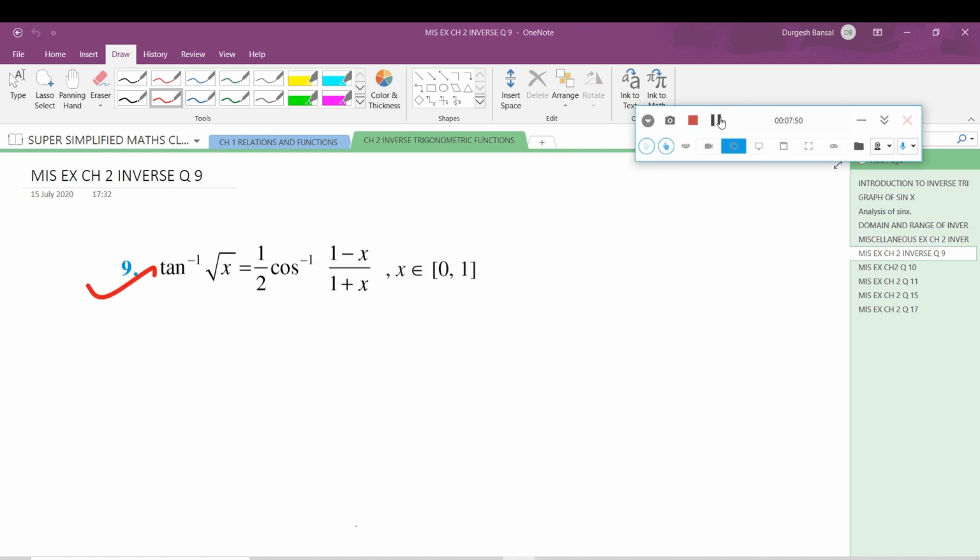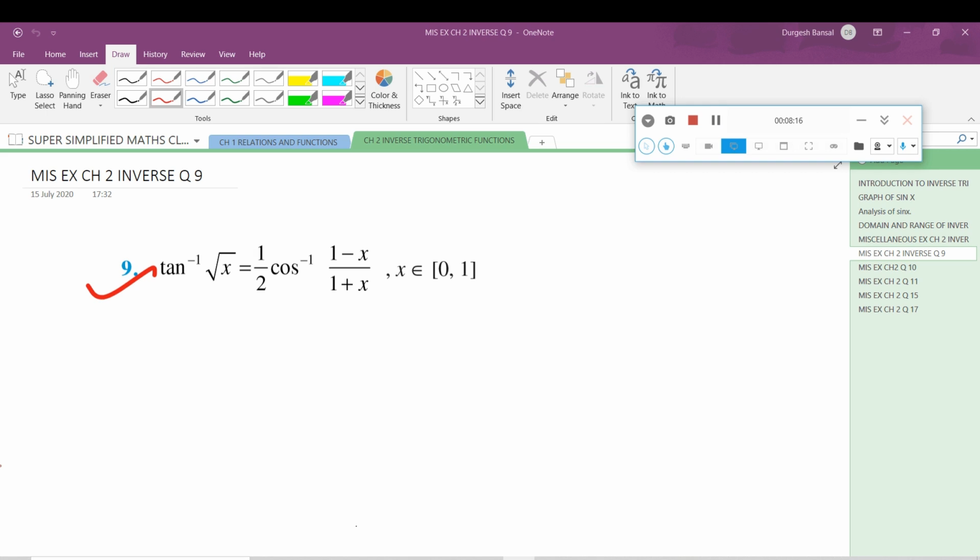Now we move to question number 9 of miscellaneous exercise on chapter 2. Here I can tell you students that from chapter 2 miscellaneous, questions number 3 to 8 we are not supposed to do this year as the properties are not in your course. These are the proof questions of properties which have no application in integration and differentiation. So we are not going to do these questions.